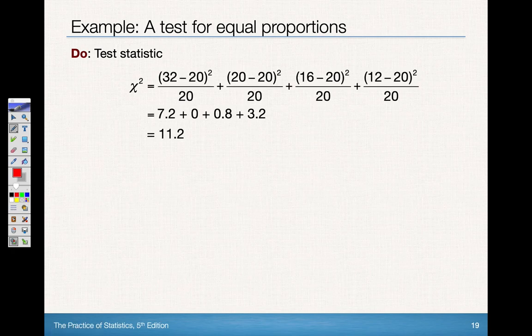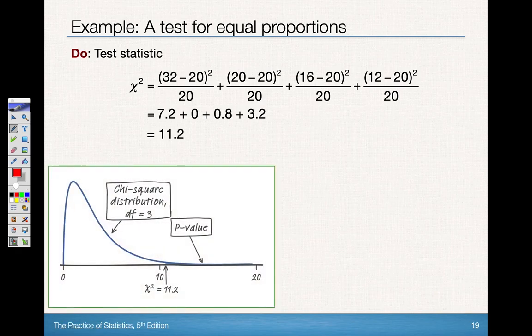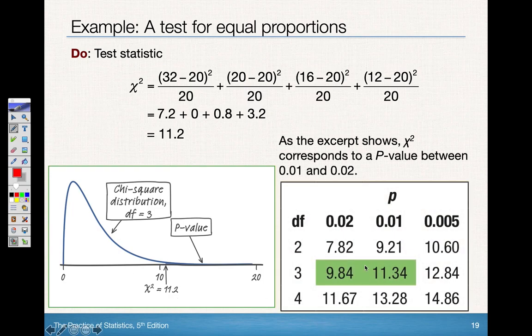To calculate the test statistic, you take the observed minus expected, square it, divide by expected. And then you add up those 4 numbers together. We get an 11.2 chi-square statistic. We only had 4 outcomes, so our degrees of freedom is 3. 4 different groups, 3 degrees of freedom. The p-value for 11.2, if you're using the table, is between 0.01 and 0.02. Small. This is a small p-value.